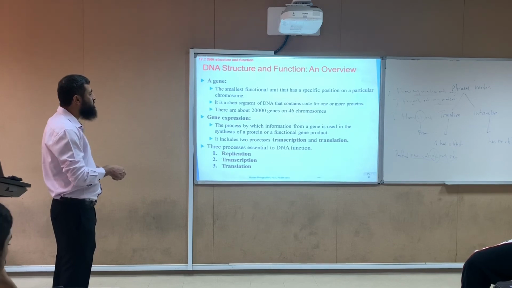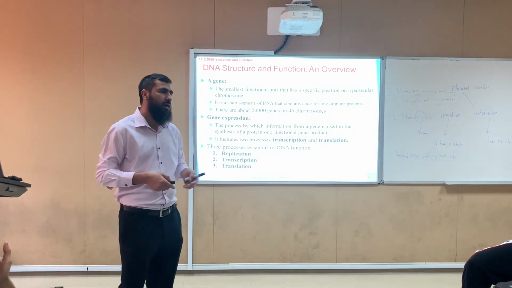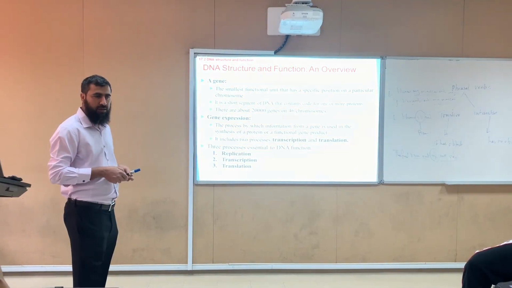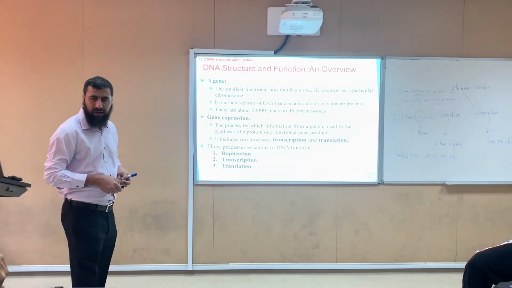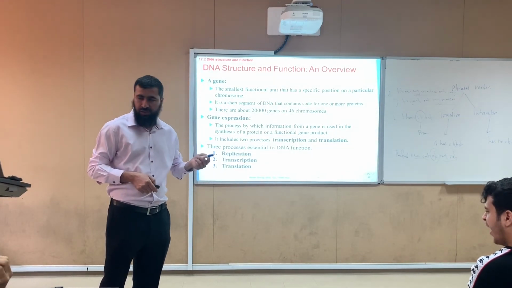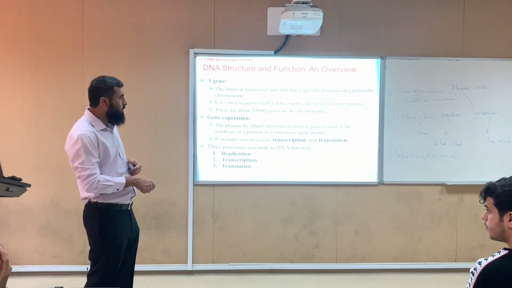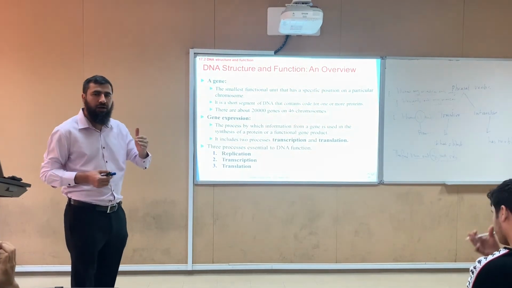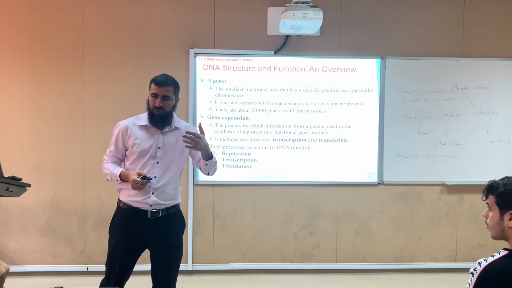When we talk about gene expression, we're talking about the production of protein or RNA from the DNA. The process for producing the RNA is known as transcription: we transcribe DNA to RNA. After that we translate, making protein out of it. This process is known as translation, because the RNA code is translated into amino acids.